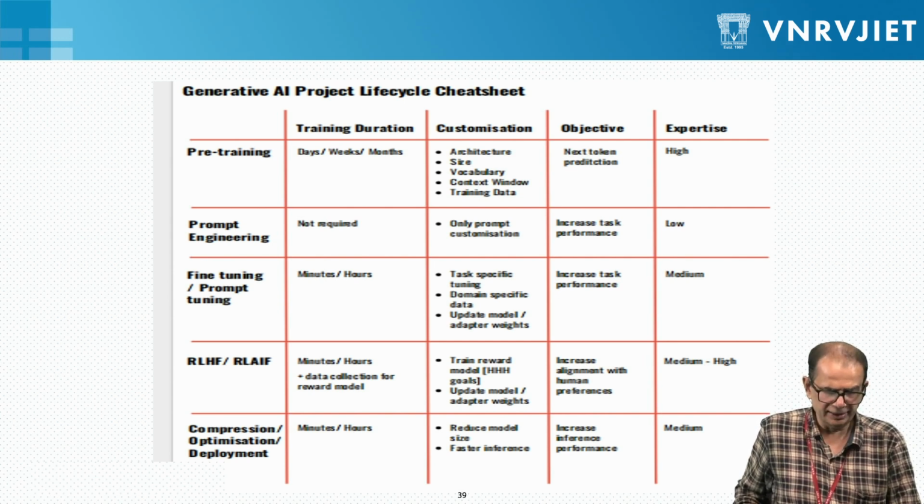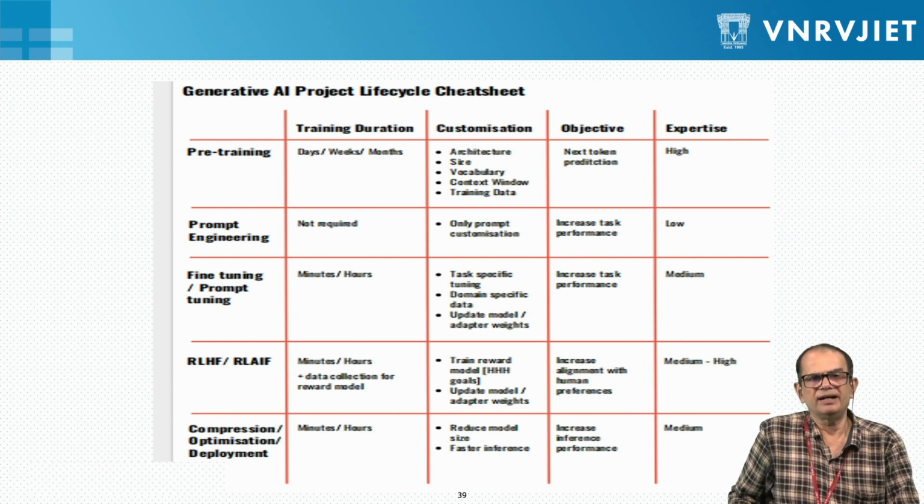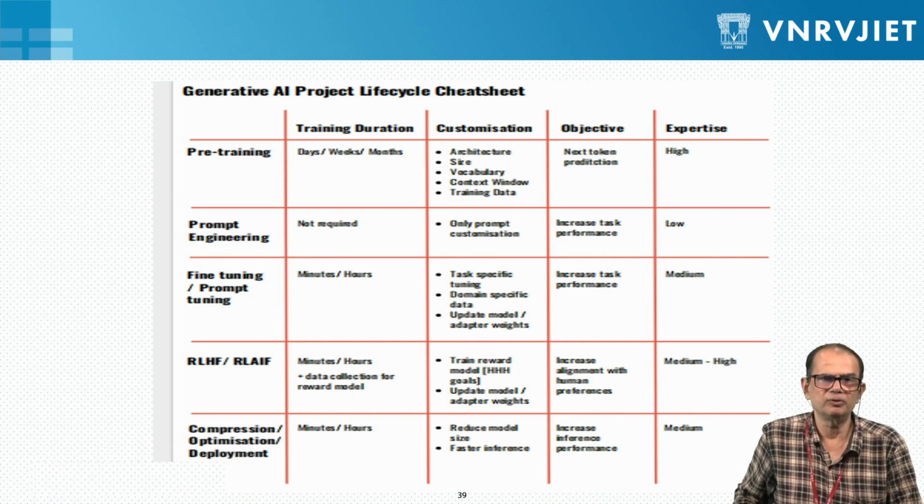The first step is pre-training. We need to pre-train, and subsequently we need to give the right prompt. Prompts are nothing but inputs that are given to the LLM so that the machine understands what we really want as the output, and subsequently the outputs are given.